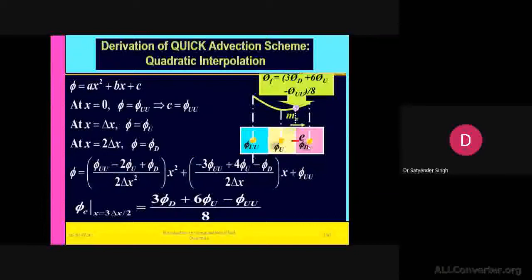Likewise, the QUICK scheme uses one algebraic equation of second order, and it gives different weightage to the different nodes, the downstream, the upstream, and the further upstream. Accordingly, different weightage is provided to calculate the fluxes. Because flux in advection is m Cp T, T has to be calculated, and for that we provide the value by giving a multiplier, that is weightage, for the different nodes.